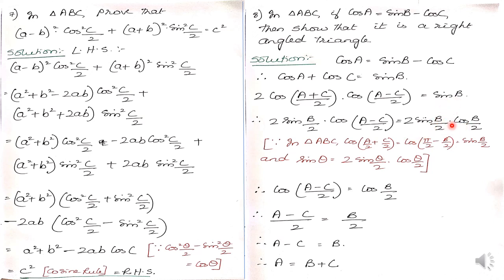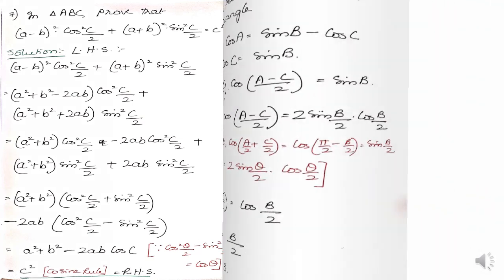And similarly, on the RHS, using half angle formula, sin B becomes 2 sin B by 2 into cos B by 2. Now 2 sin B by 2 is common on both the sides. It is cancelled out and thus we get cos (A minus C) by 2 is equal to cos B by 2. Remove the cos from both the sides. So we get (A minus C) by 2 is equal to B by 2. Removing the 2 from both the sides, we get A minus C is equal to B.